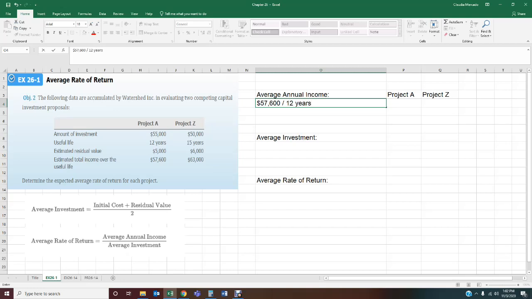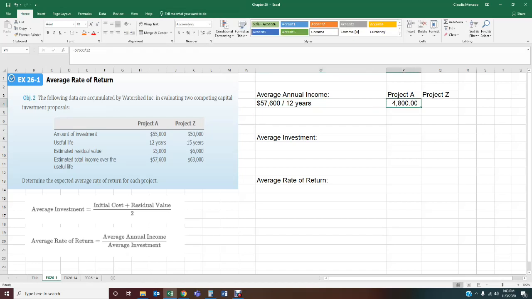Okay, and let's see what that gives us. That's going to give me $4,800. So all I did was I divided my income over the useful life.